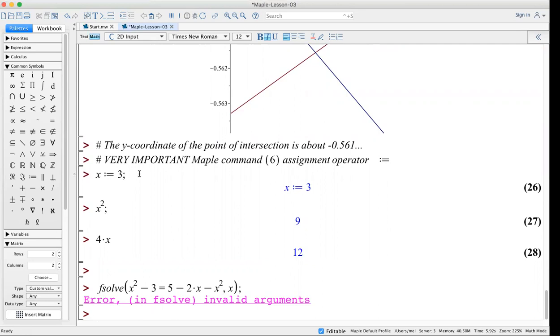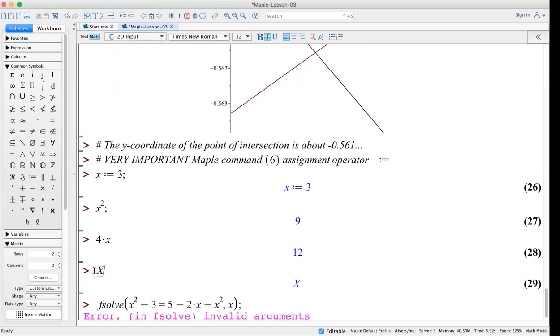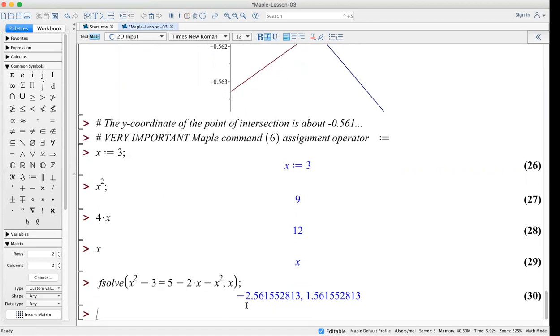So I need to erase this from the memory of the computer. One way to erase everything that you've stored in the memory of the computer in your worksheet is to go to this command bar here, and where you have this round symbol, you click on that, and now x is no longer 3. Oops, there should be a lowercase x. x is x again. So I erase this from the memory of the computer. And now when I solve this equation, I get the solution.